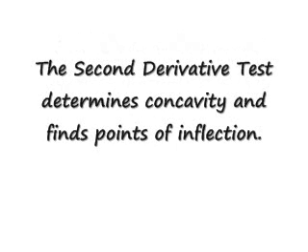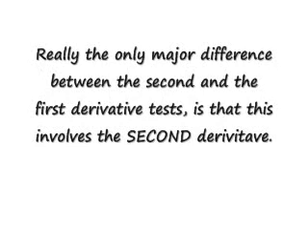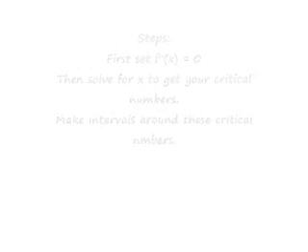The second derivative test is what you use to determine concavity of a function, as well as to find inflection points. The second derivative test is really similar to the first derivative test, except for this, you need to find the second derivative of a function. After you do this, just follow the same process as what you did for the first derivative test. Just set f double prime of x equal to 0 and solve for x to get your critical numbers. These are all possible points of inflection.